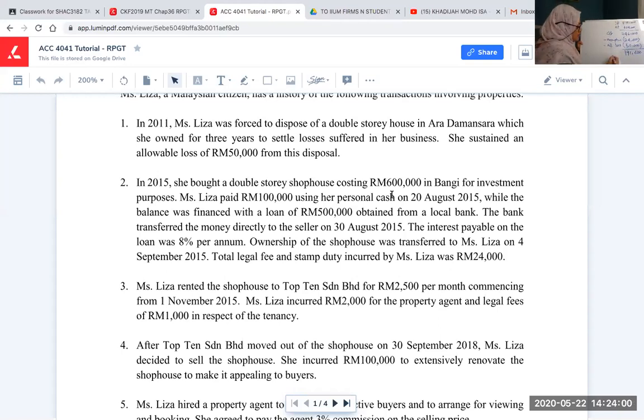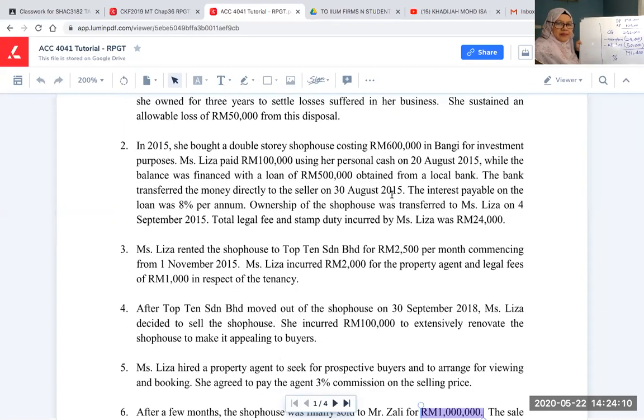So what is the tax rate? Whenever you talk about tax rate, then you have to tengok lah, when is your acquisition date? When is your acquisition date of the property? Note number 2. You nak ambil mana? Which one is your acquisition date? 30th August.